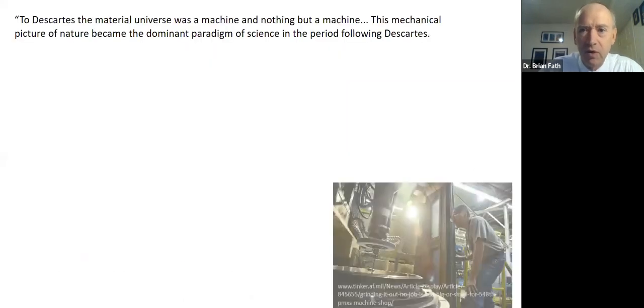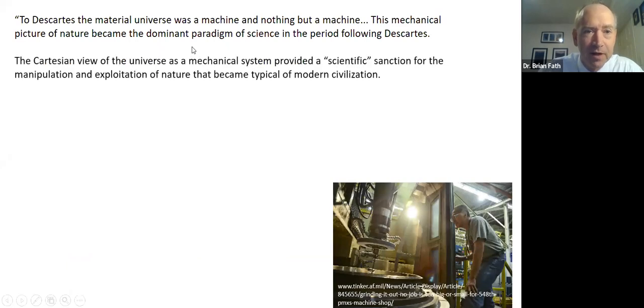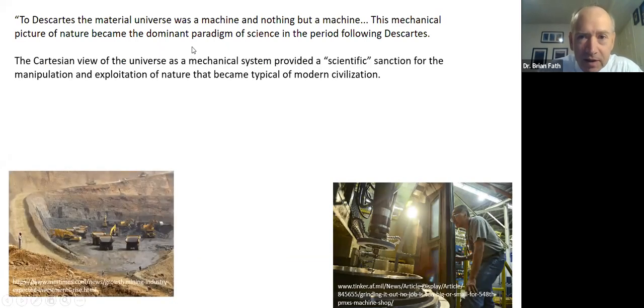And again, another great quote that's here. Actually, my screen is blocking some of the top of it, but you can see what I can't read the first sentence to you, but it's about how, to Descartes, the material universe was what started to become the dominant paradigm, and that it provided a scientific sanction for the manipulation and exploitation of nature that became typical of modern civilization. Because if it's only a machine, you can tinker with it in a way that you take it apart with the expectation you can put it right back together again.